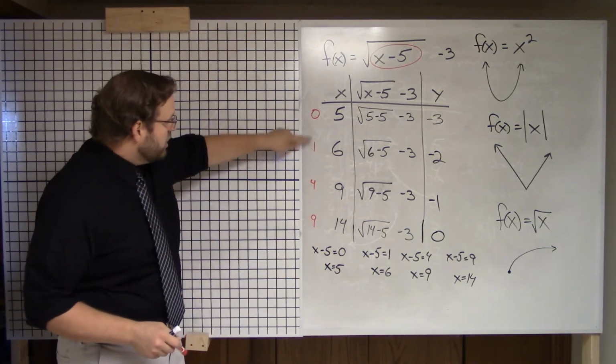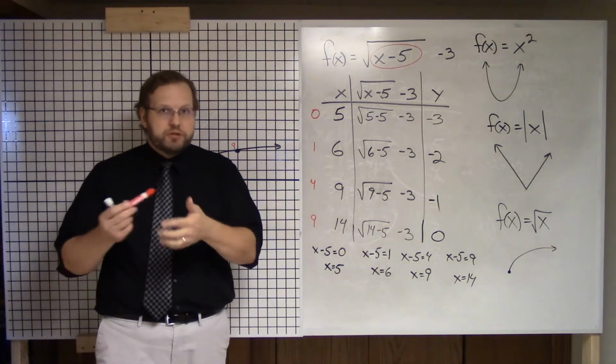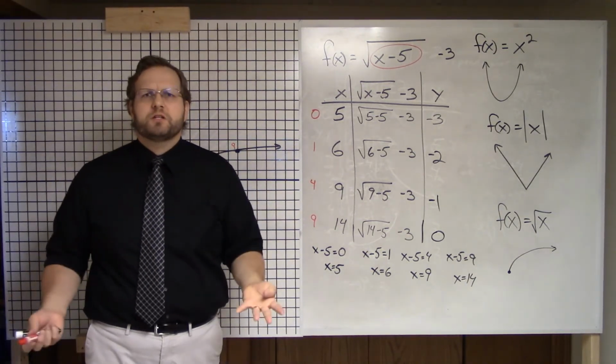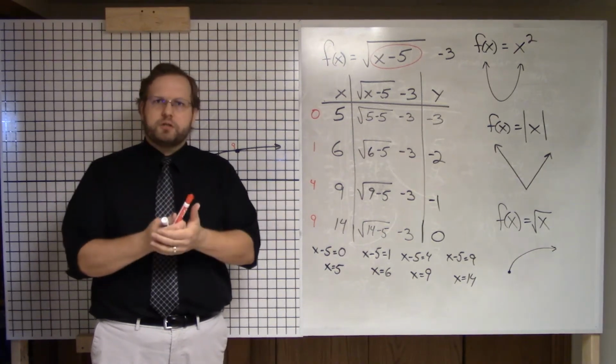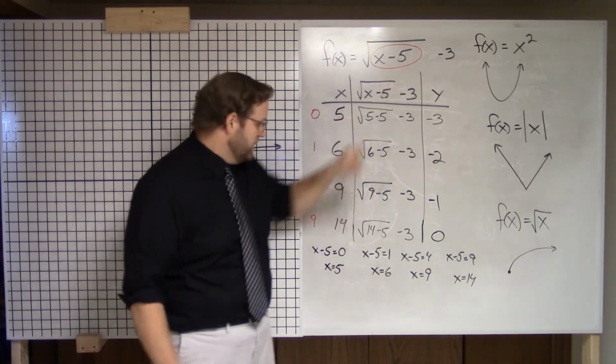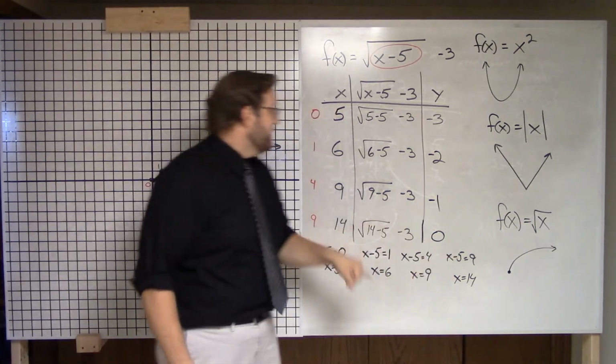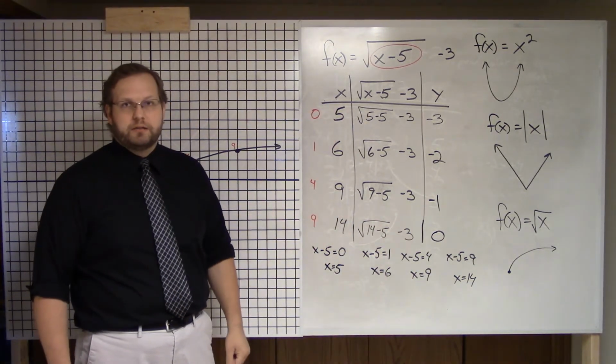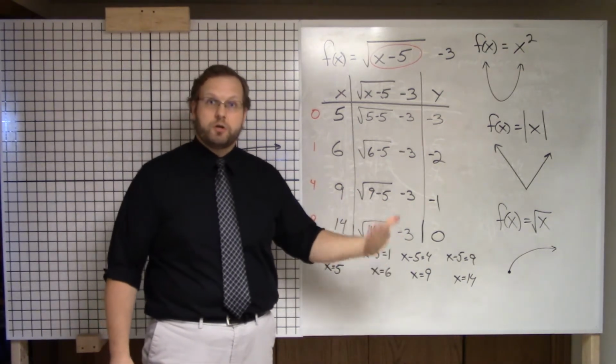I always target these 4 values. You need to remember 0, 1, 4, and 9. They're just the perfect squares. They're not just random numbers. They're perfect squares. I set the radicand, whatever's underneath here, whatever it is, set it equal to those, and then that tells you what to plug in for x. And then that should work out nicely for you every single time.